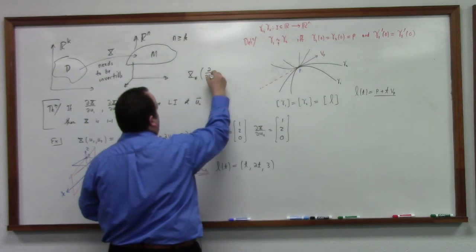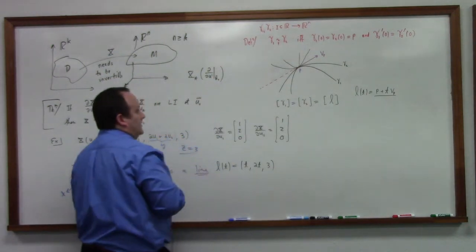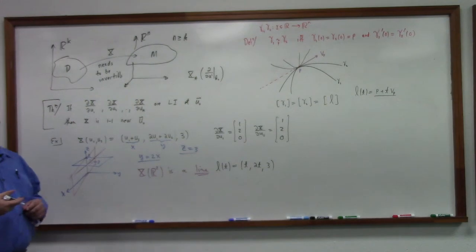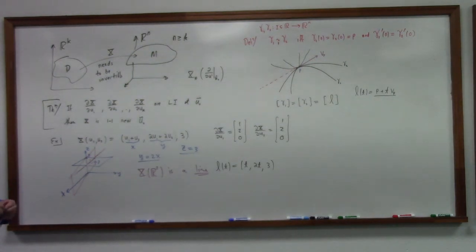partial ui at my point u naught, those would give you vectors in the tangent space of M, and those would be linearly independent if the mapping is regular. It's another way to look at it, but I'm digressing. Anyway, I wanted to mention that. Maybe that helps you understand a little bit more about what a parameterization is or what it's not.